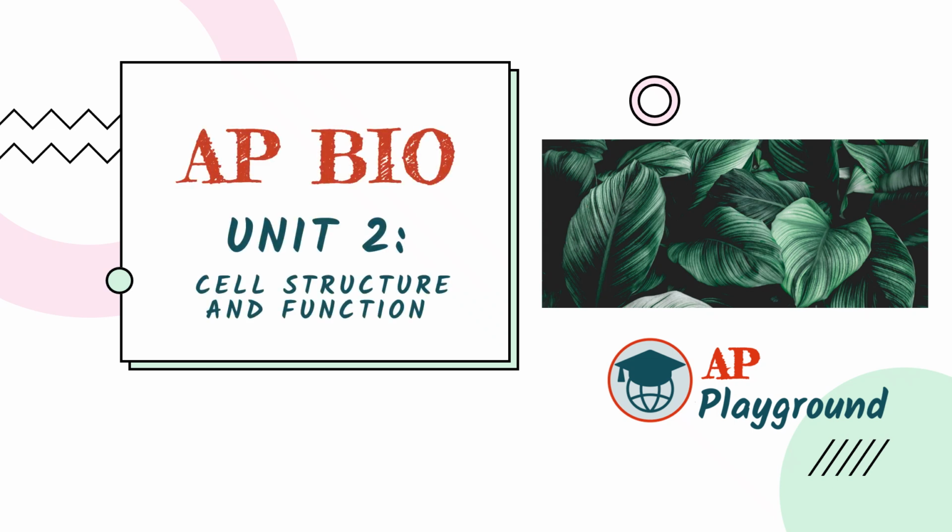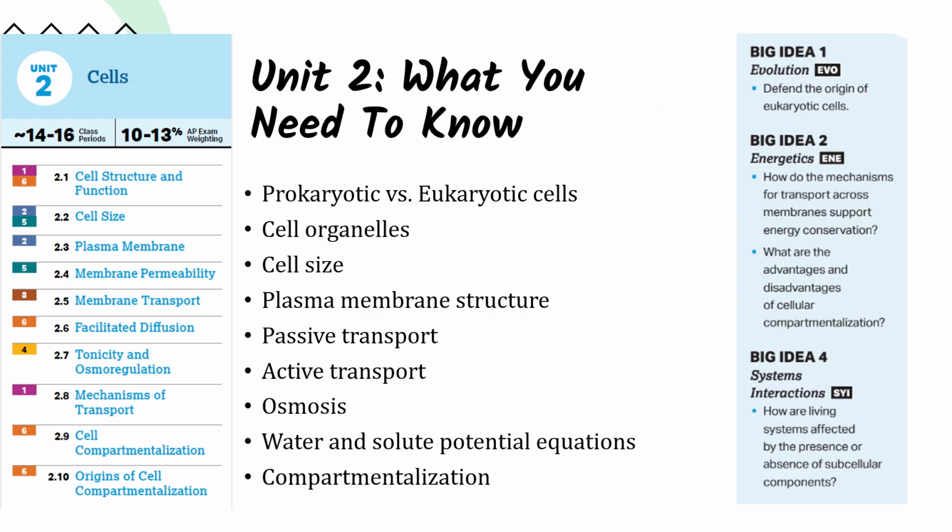Today we're reviewing Unit 2, Cell Structure and Function. There are some key points you need to know in Unit 2, and these include the difference between prokaryotic and eukaryotic cells, the organelles of the eukaryotic cell, cell size and why it matters, the structure of the plasma membrane, and the different methods of transport across the membrane, including passive transport, active transport, and osmosis. Some math skills you'll need to know for this unit are calculating the surface area to volume ratio, as well as the water and solute potential equations, and lastly is compartmentalization.